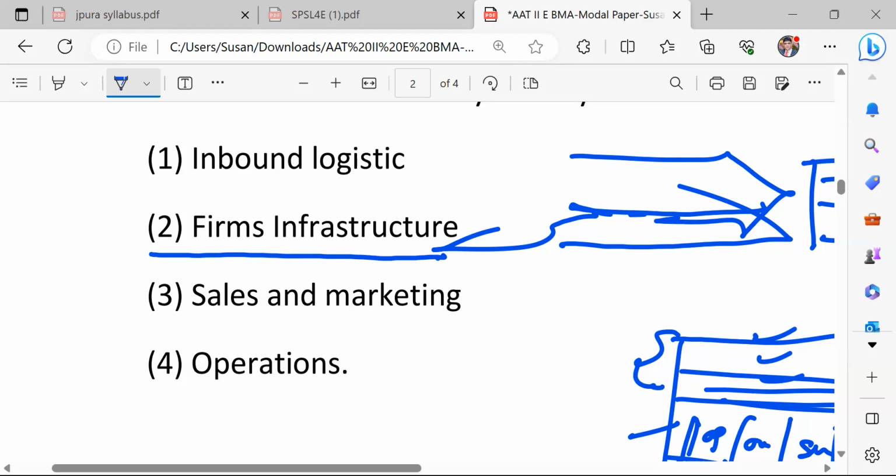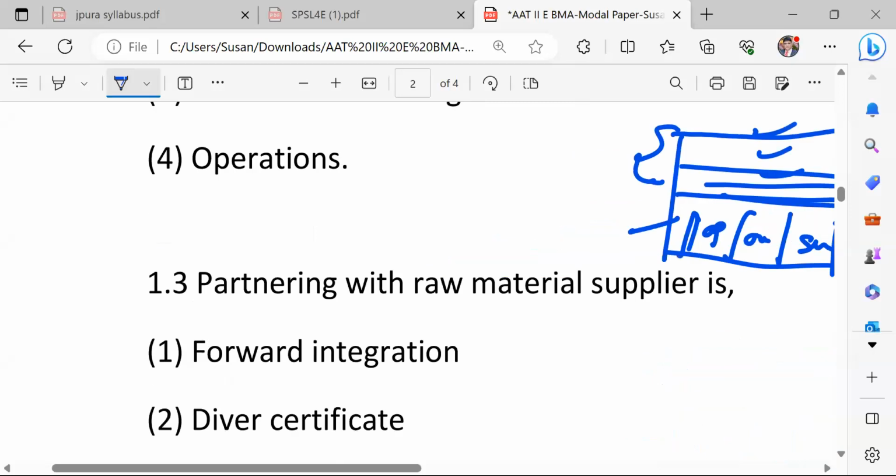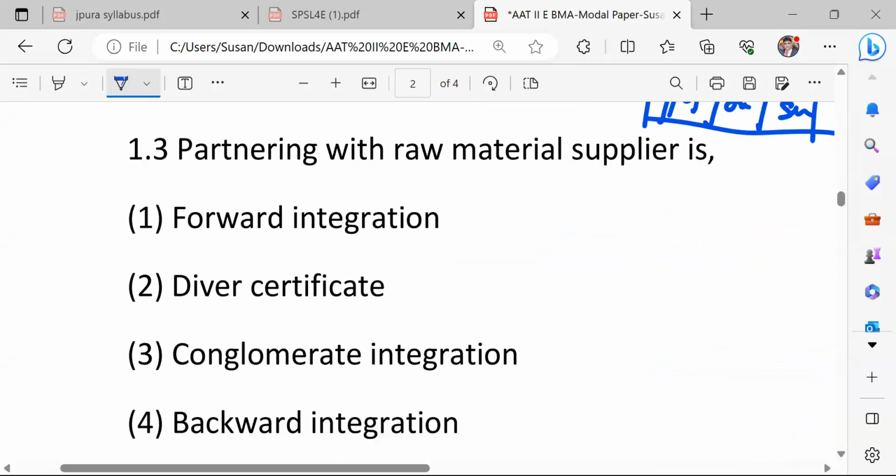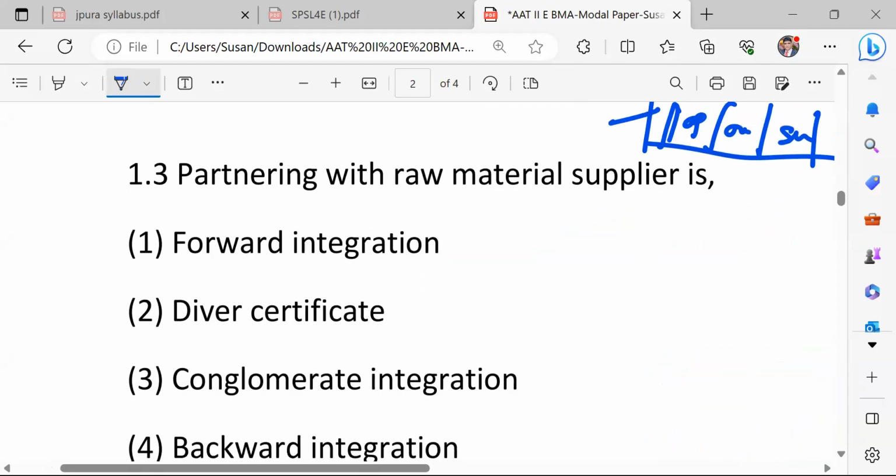Porter's five force analysis. Sorry, value chain analysis. Now you are learning a few theories of Michael Porter: the value chain, five force analysis, the strategic clock, and generic strategies of Porter. Those theories are asked frequently.